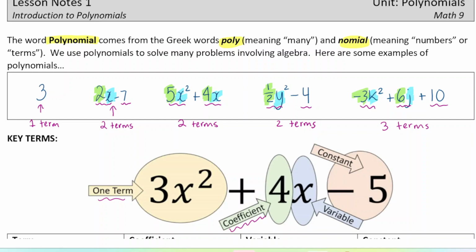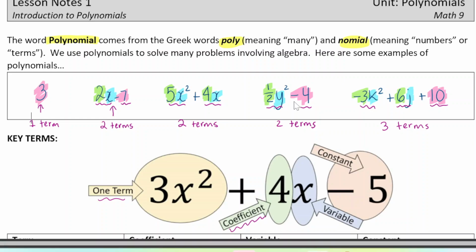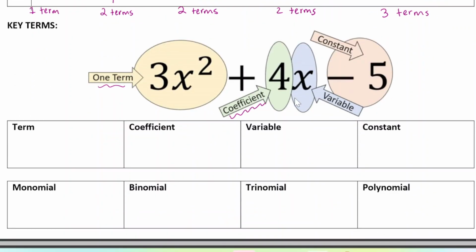And then finally, if you have any numbers that are alone and not attached to any variable, they are called the constant terms. The constant terms that we have in our polynomials here are 10, negative 4, negative 7, and 3. So that's all the vocabulary you need to know about labeling and describing the different parts of a polynomial. Let's practice now, see if you understand.